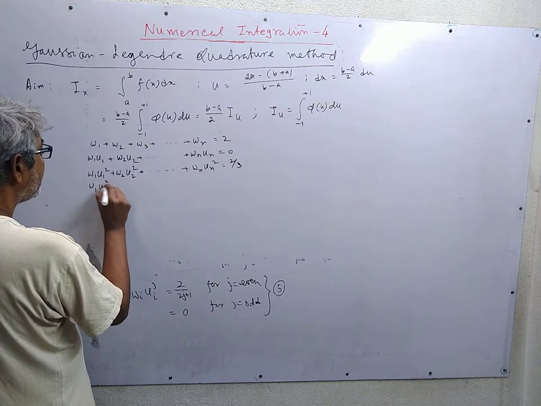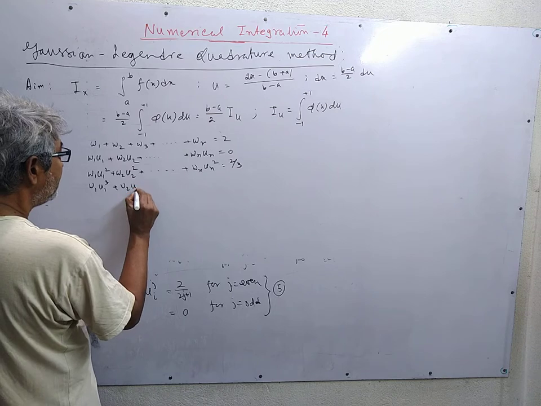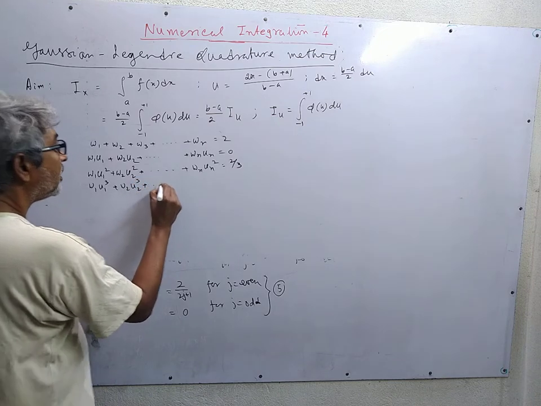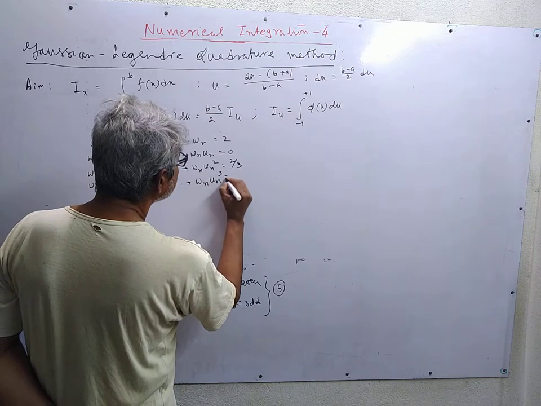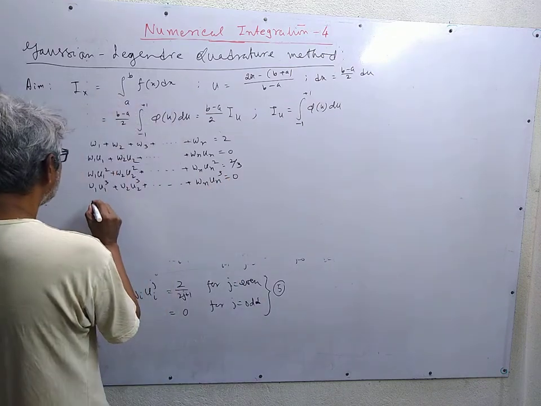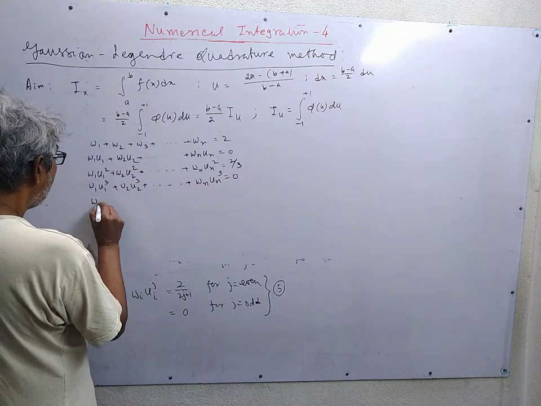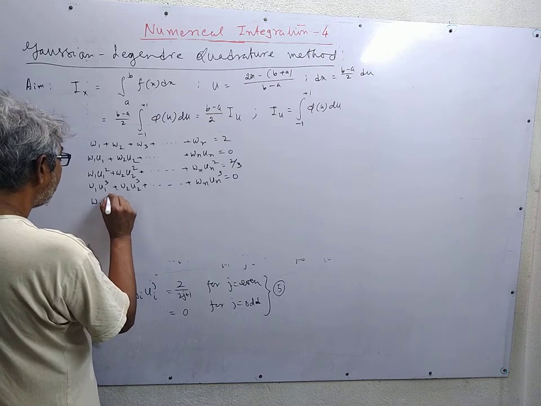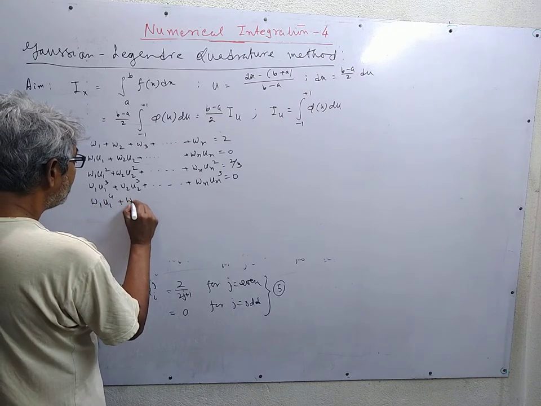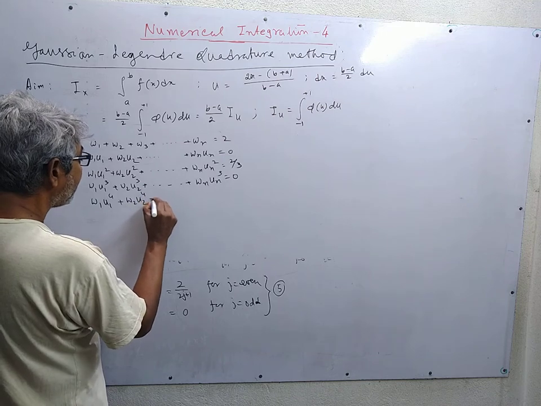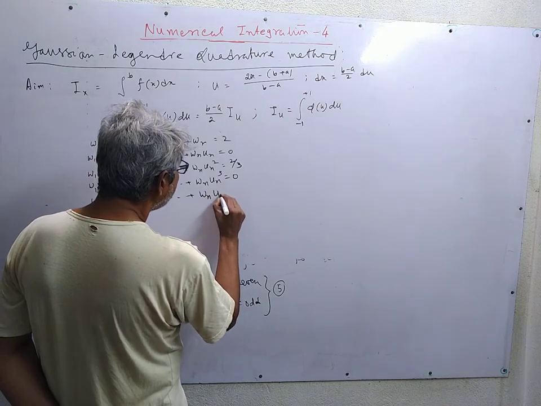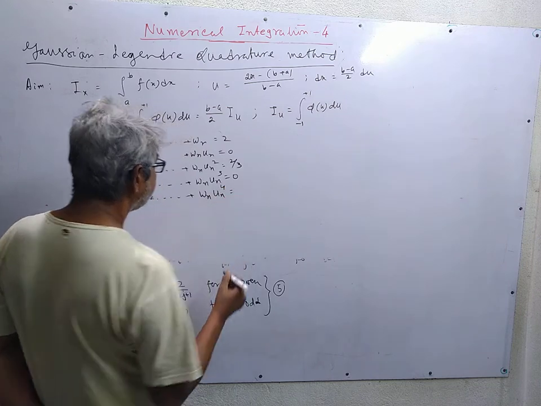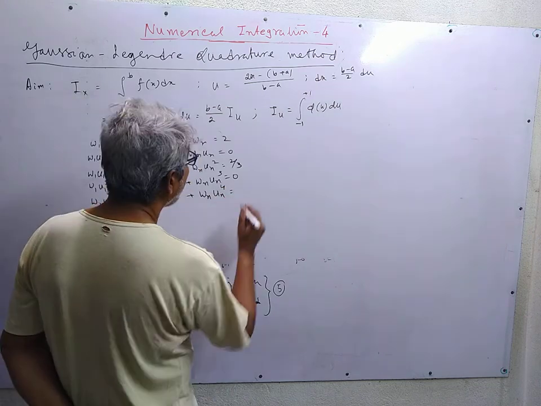w1 u1 cube, w2 u2 cube, ... wn un cube. This is 0 because j is odd. w1 u1 to the power 4, w2 u2 to the power 4, ... wn un to the power 4. It is 2 by 5.